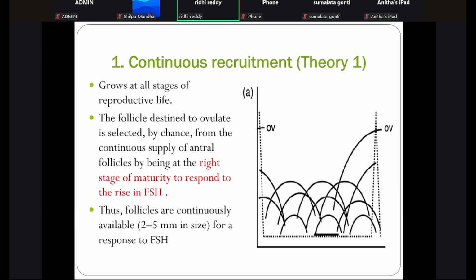The follicle destined to ovulate is selected from the continuous supply of antral follicles by being at the right stage of maturity to respond to the rise in FSH. Thus, follicles 2 to 5 mm in size are continuously available for a response to FSH.